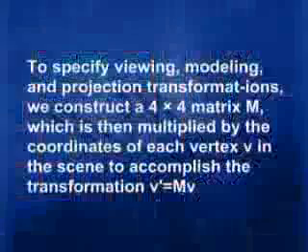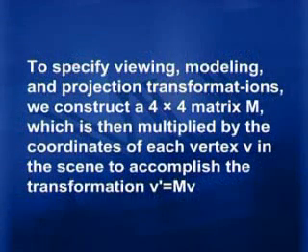The original vertices would be processed in this order to come up with eye coordinates, clip coordinates, normalized device coordinates, and then finally the window coordinates, which are actually used to display our scene in the output window or viewport. To specify viewing, modeling, and projection transformations, we construct a 4x4 matrix M, which is then multiplied by the coordinates of each vertex V in the scene to accomplish the transformation V' = MV.